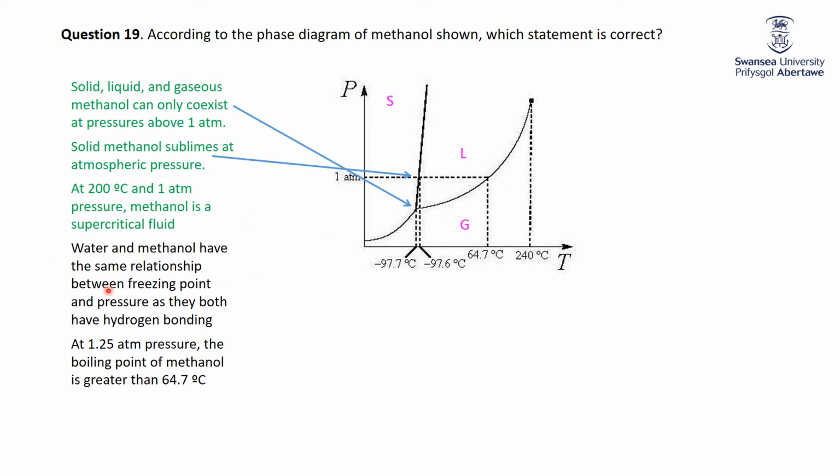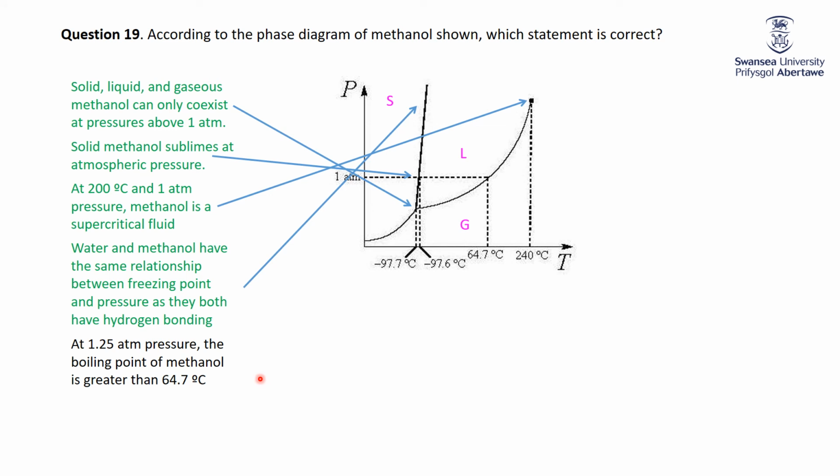Water and methanol have the same relationship between freezing point and pressure, as they both have hydrogen bonding. Well, that is, of course, this line right here. This line slopes backwards for water due to hydrogen bonding. So even though methanol has hydrogen bonding, it's not enough to slope it backwards. It's sloping forward. So this is false.